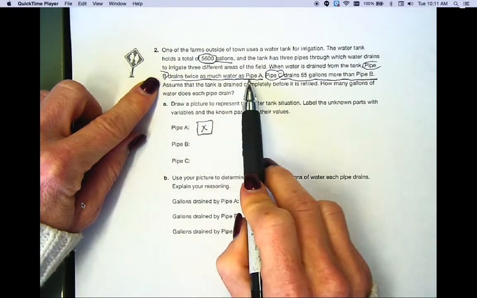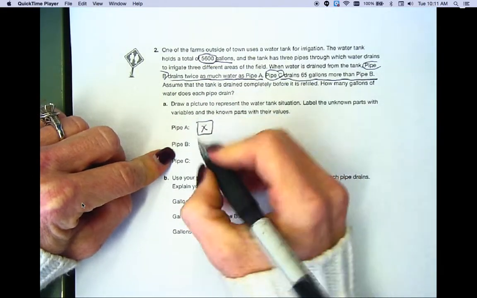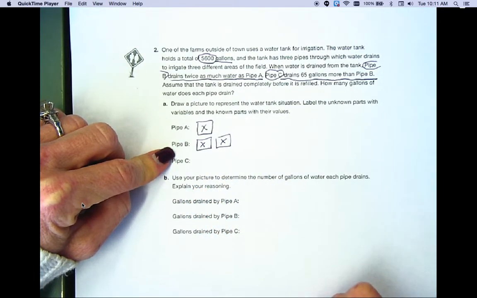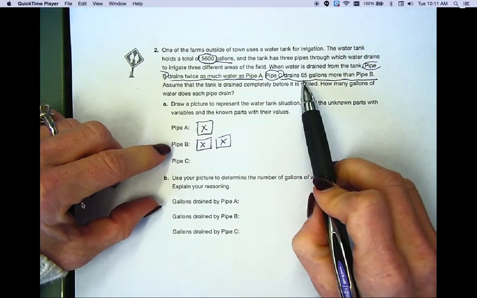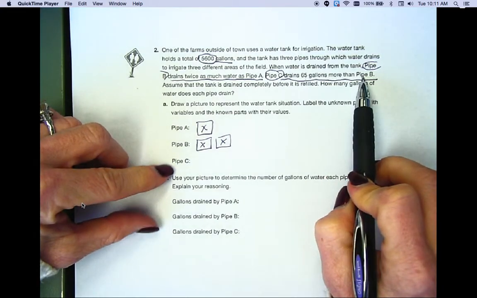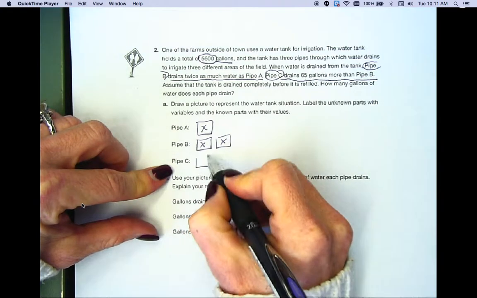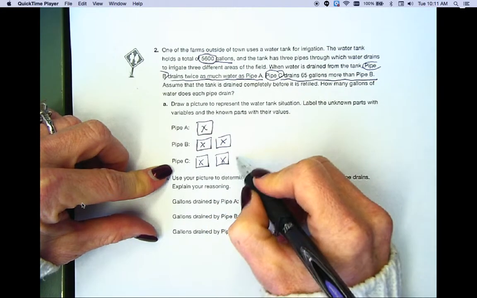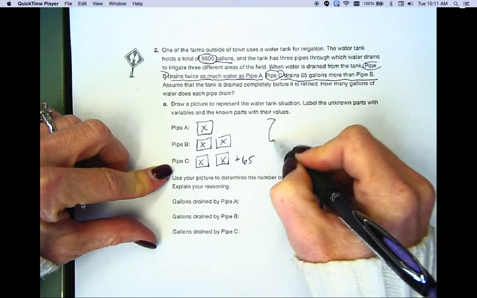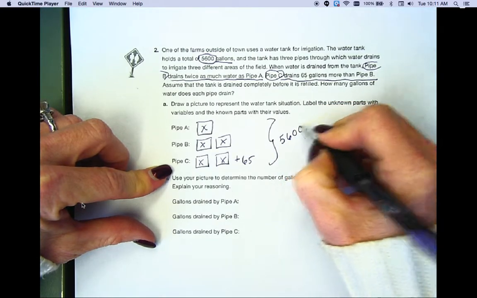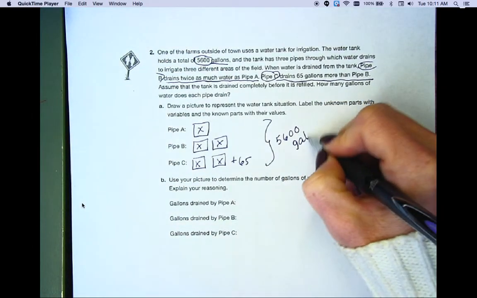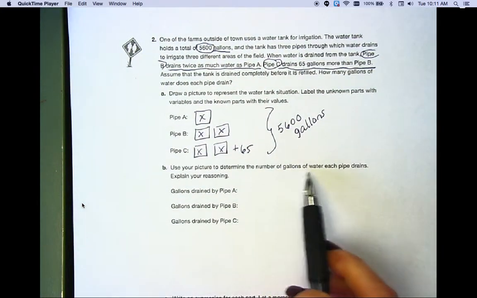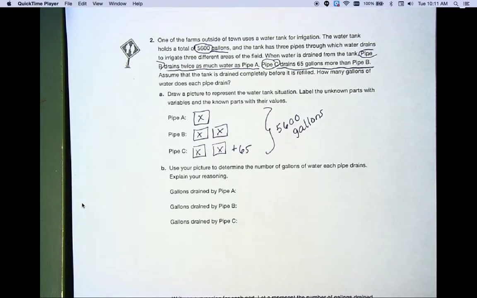Pipe B drains twice as much as A. So pipe B drains twice as much, that would be 2 X's. Pipe C drains 65 gallons more than B. So C does everything B does, but 65 gallons more. And altogether, it's 5,600 gallons. Use your picture to determine the number of gallons of water each pipe drains.